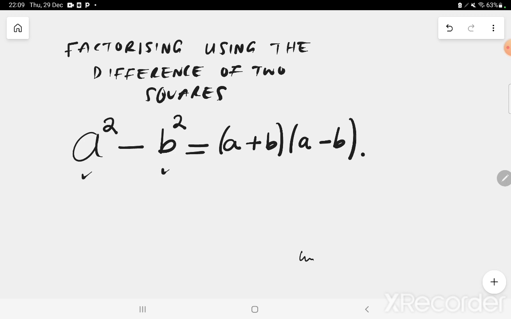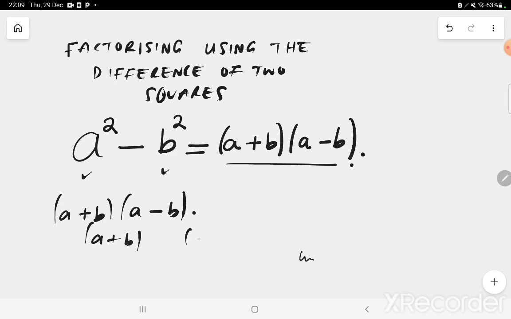If we want to prove this, let us try and expand this expression. So if you have a plus b, a minus b, we're going to try and expand this. We can say let a plus b be the common factor. So we're going to have a plus b as a common factor. Then let's distribute a minus b. So this will be a minus b. We're going to multiply now.